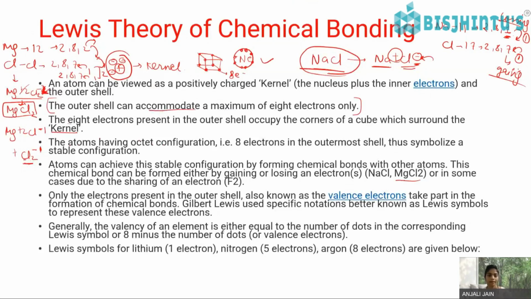So the atoms attain the octet configuration of 8. We know that NaCl and others form the ionic bond due to sharing of their electrons. So in the case of MgCl2, it will be Mg2+ and Cl2 minus 2. So it will give you MgCl2.